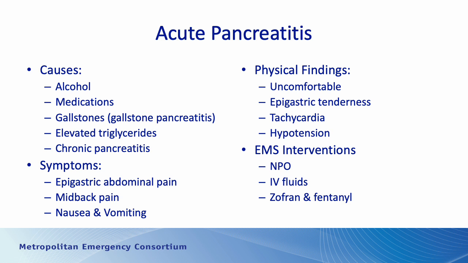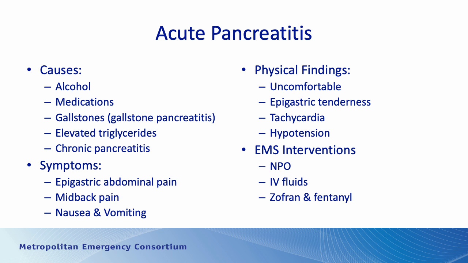These patients typically complain of epigastric pain. They may have pain that radiates into their back. If you look at the anatomy, the pancreas is at the back of the abdomen up against the spine, so back pain is a common symptom. They can also have nausea and vomiting. These patients tend to be uncomfortable. They tend to have epigastric tenderness. If they're volume contracted, they could be tachycardic and hypotensive.